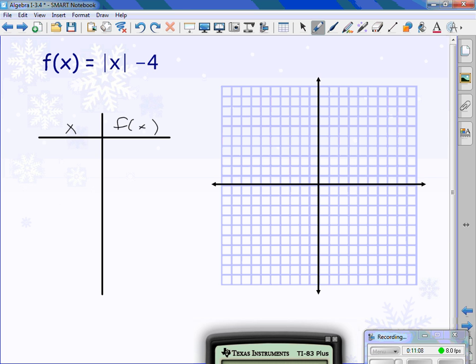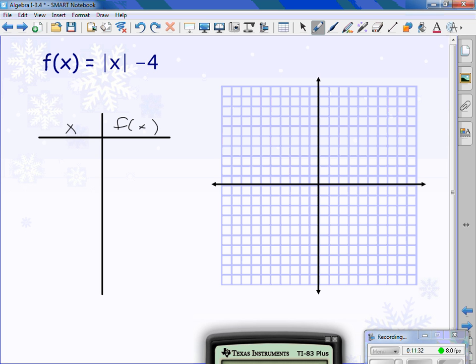The great thing about these ones is I can pick any numbers I want. Usually when we do these, I want to do some negative numbers, I want to do 0, and I want to do some positive numbers. That way I see a little bit of everything. Doesn't matter if they're in order, evenly spaced, whatever. If they're evenly spaced, it looks a little bit neater.